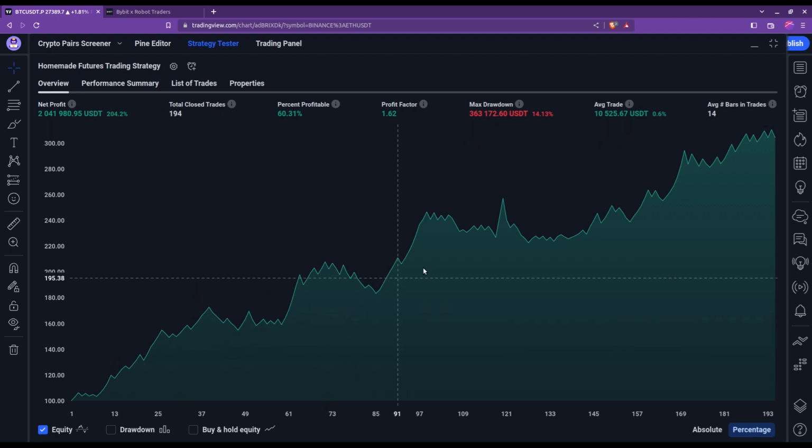And beyond this healthy upward growing profit curve, we can see that this trading strategy provides a nice win rate of 60% and a very healthy maximum drawdown below 15%.